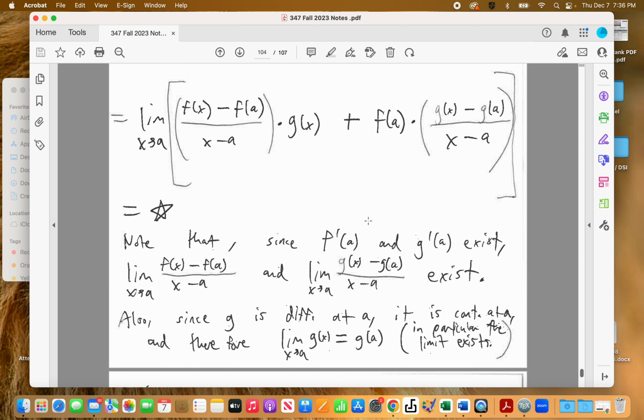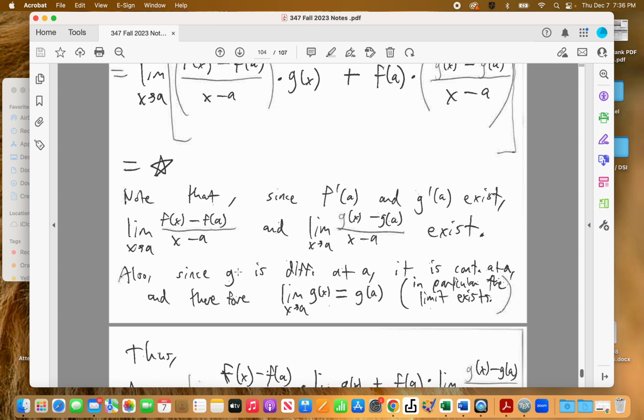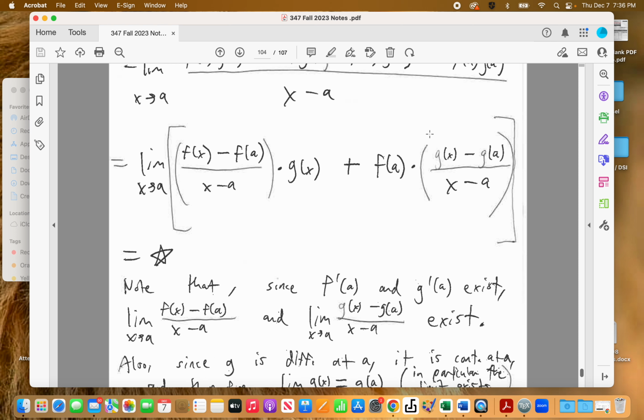But I really want to see some of this philosophical understanding, though. You have the limit of some big function. How do you know that you can distribute this limit, so to speak? How do you know you can think of this as the limit of this times the limit of this, plus the limit of this times the limit of this?